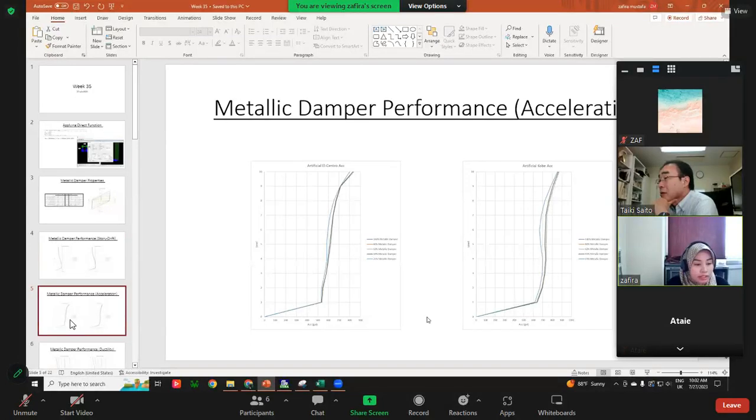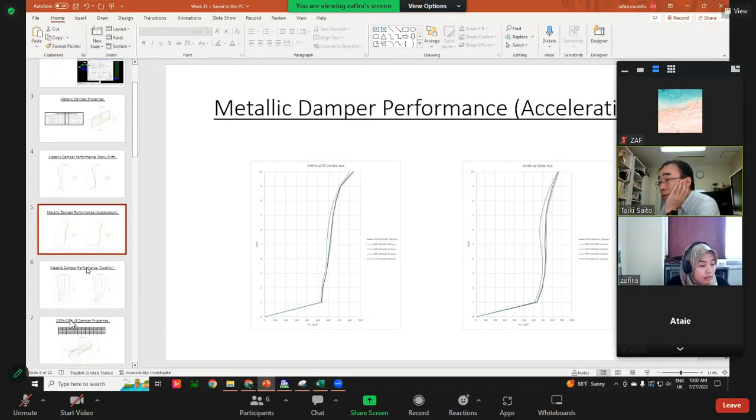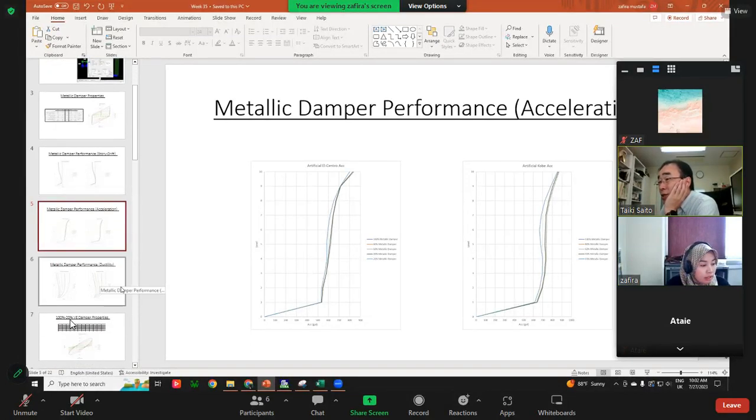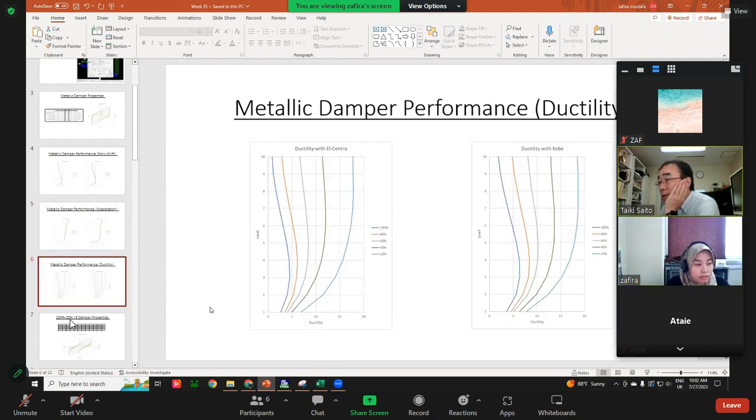And this is the accelerations. How much ductility? Okay, so the ductility factor is very different depending on the capacity of the damper. So 100% is this one, beside the orange. If you reduce the capacity of the damper, the ductility factor increases a lot.